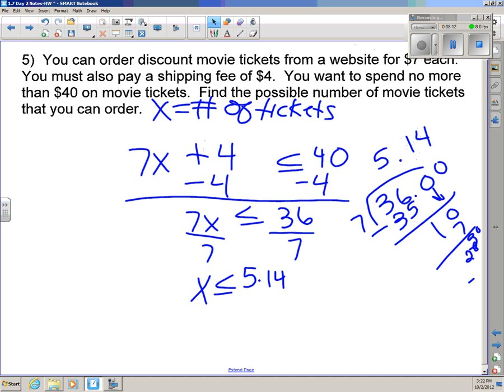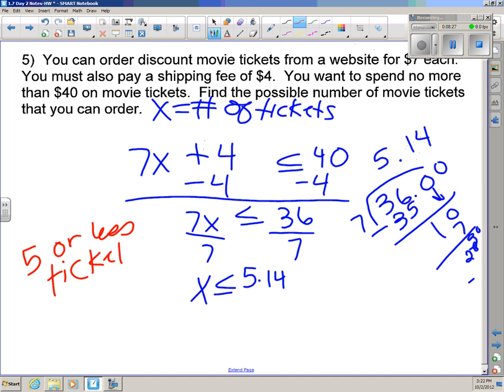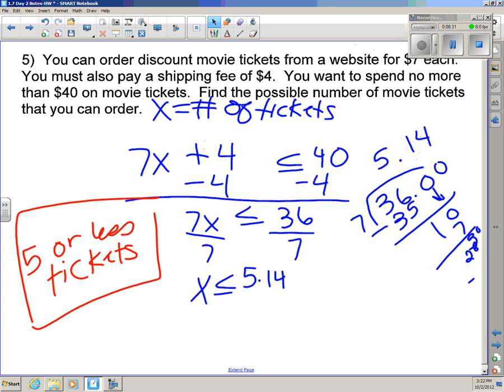Well, you can't buy a partial ticket. It doesn't work that way. So the number of movie tickets you can order, well, you can't order any more than 5. You can order 5 or less tickets. Okay, we rounded down in this case. All right, so that's it. I think the hard part is, can you set up the inequality, and then can you solve it? I didn't graph these last two. That's okay. That's it. So good luck on your homework.